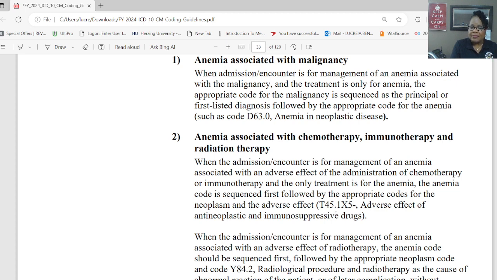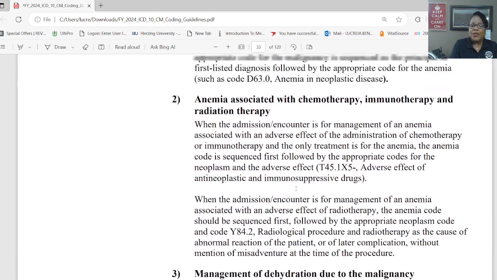Because here you're saying, because of the treatment that the patient received for their neoplasm, for their cancer, now they've got a complication. They've got the anemia. So it's an adverse effect of treatment for the neoplasm that caused your patient to have this anemia.